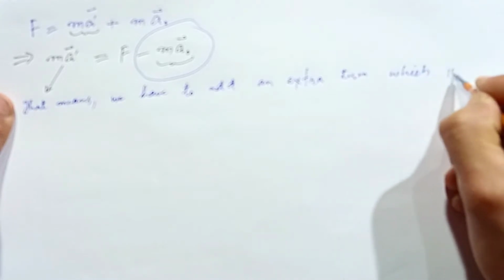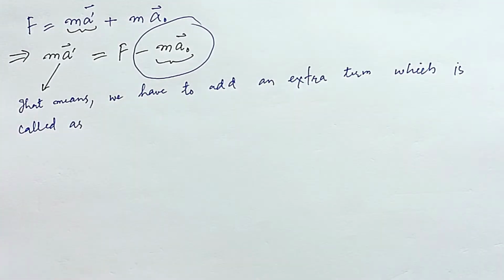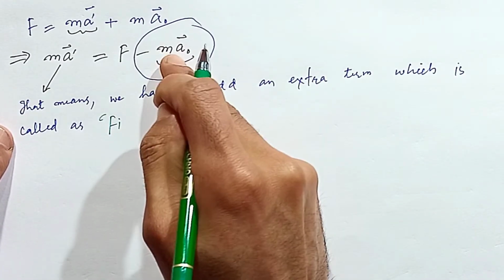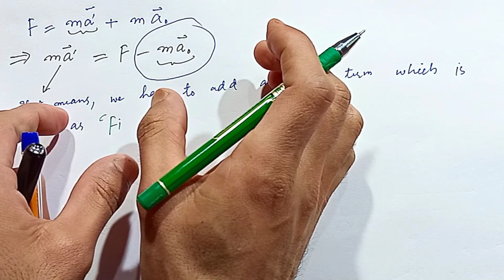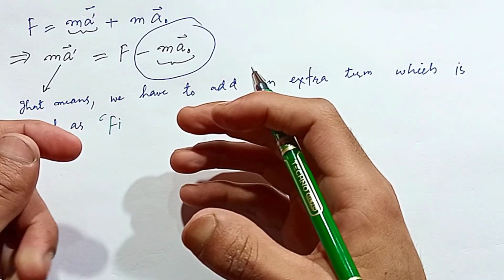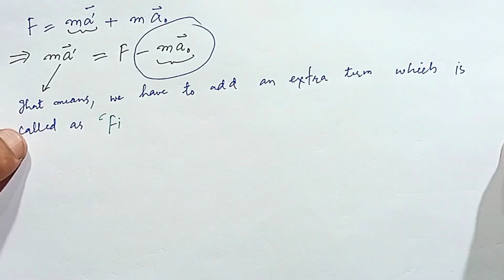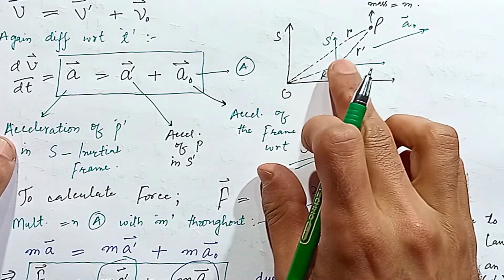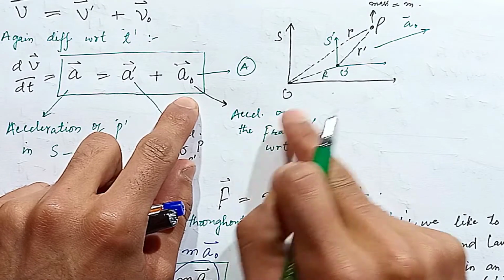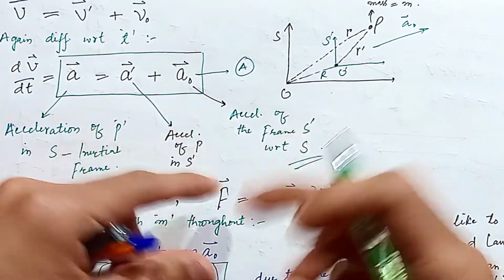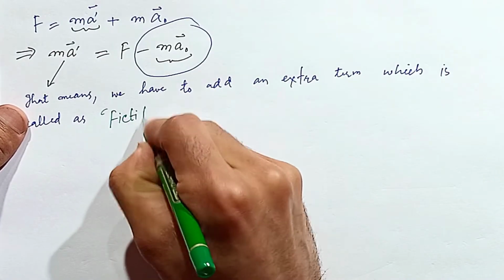This is called a fictitious force, because this is also a mass times acceleration. This is also a force, but it is not a force exerted by any external agency. It is the force which gets its origin because of the acceleration of the frame of reference. Because this frame of reference S prime is accelerated with respect to O prime, this accelerated frame of reference gives the origin to the extra force. And this force is called the fictitious force.